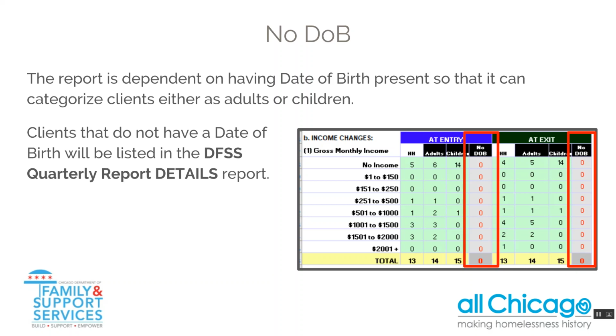And one thing to keep in mind is that if a dependent is over 18, they will appear as an adult. So take this image right here where there's no income. There are five households and 6 adults. Well, what could happen is that one of those children, one of those dependents, might be 18 years old, and so they're going to be counted as an adult. So if you're ever wondering what that discrepancy between the household and adults are, just know that we are counting children or dependents that are over the age of 18 as adults.